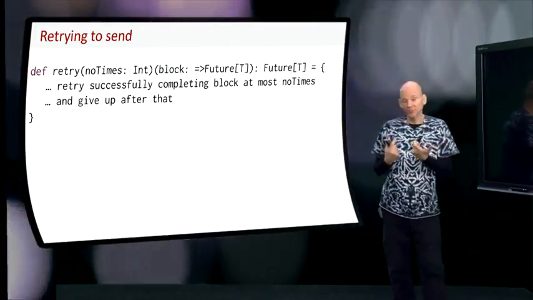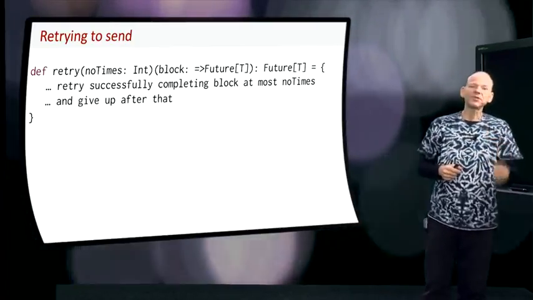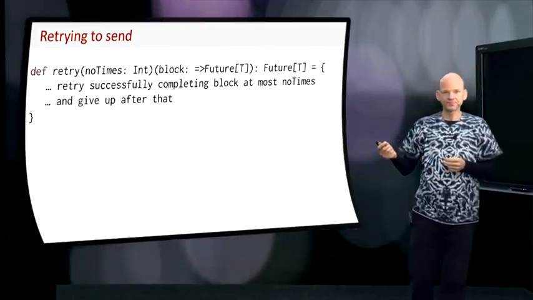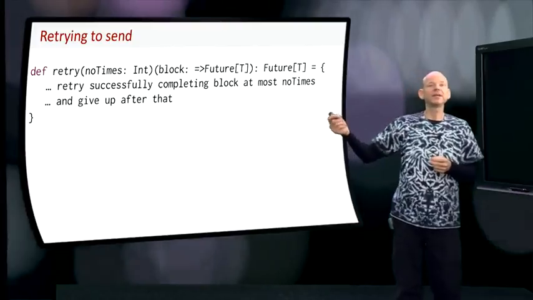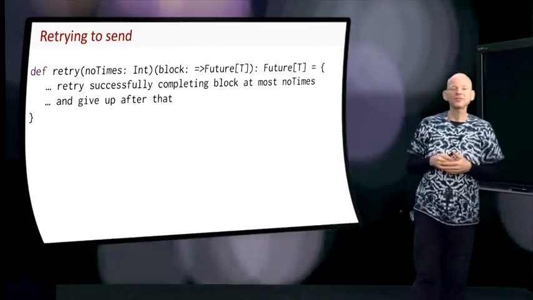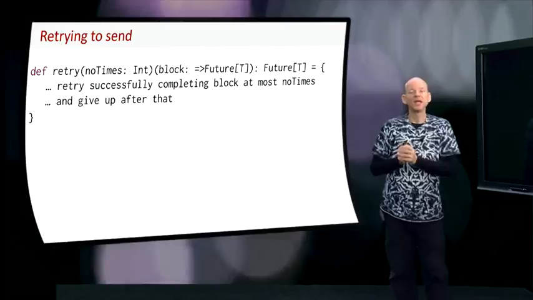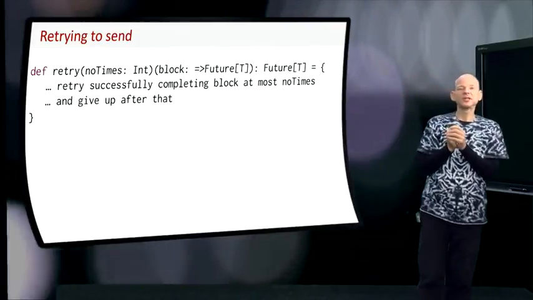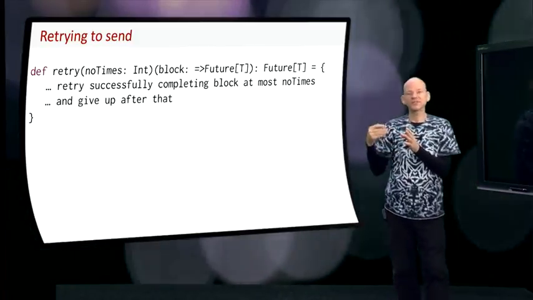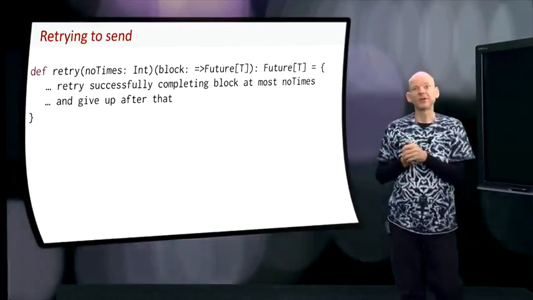Retry takes two parameters in a curried way. The first is the number of times that you want to retry a computation, and the second one is the future, the computation, that you want to perform. So retry number of times that block. And then you will return a future as soon as that block succeeds, or if it still fails after that number of tries, then you return the error message.